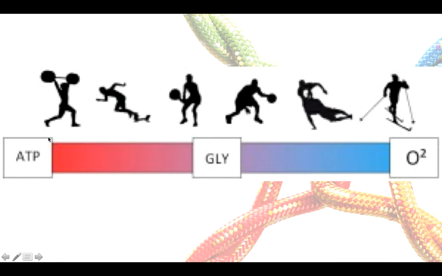Here you can see again, down this end we have our ATP and our squat or our snatch, and then down this end we're purely oxygen-based energy replenishment, and we have our cross-country skier. So 2 ends of the spectrum of how we produce energy.